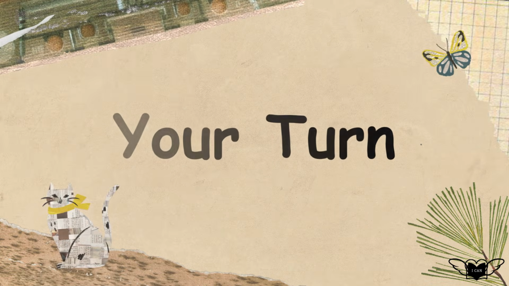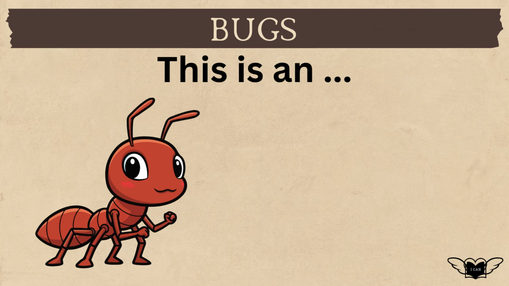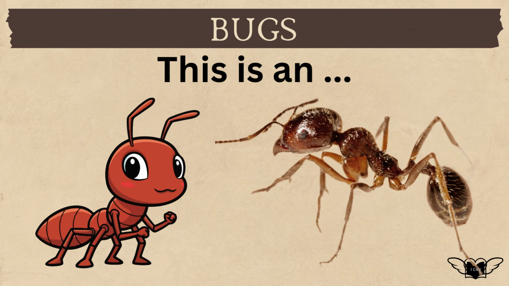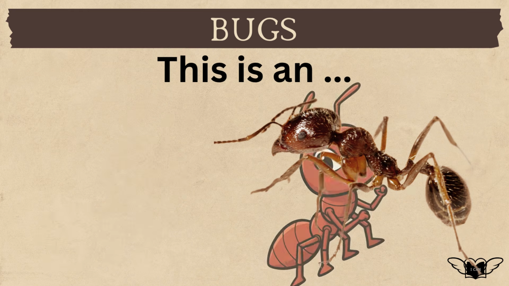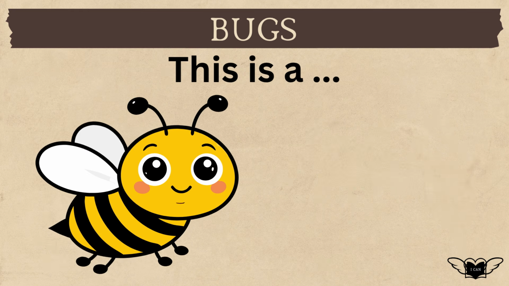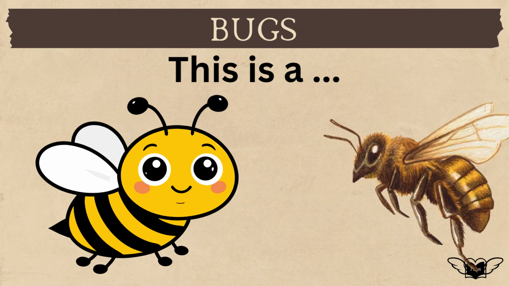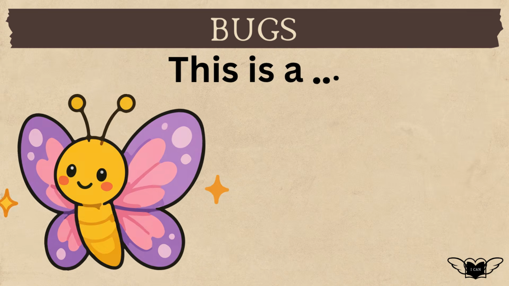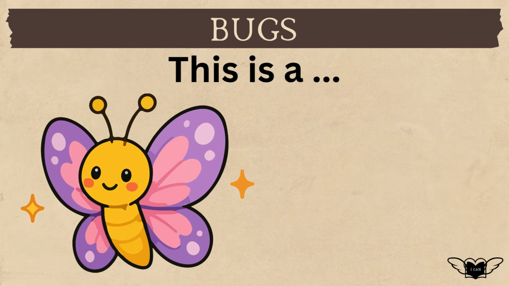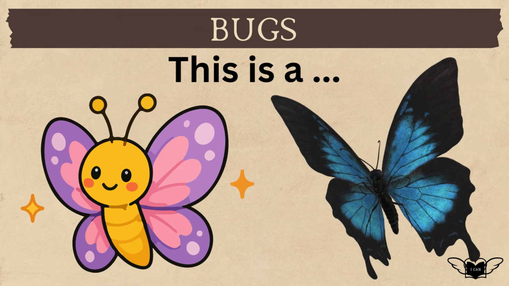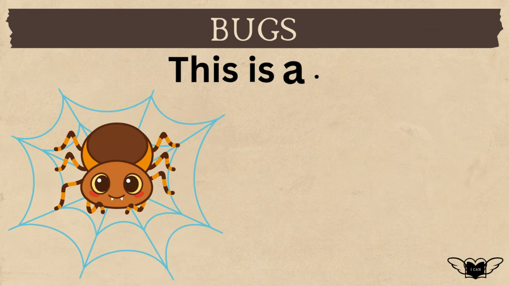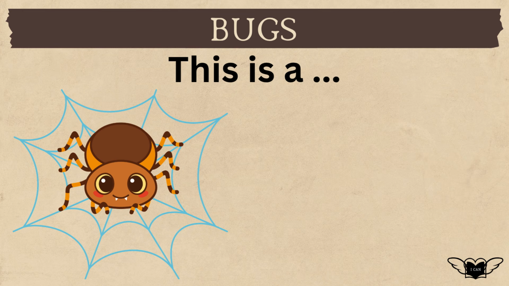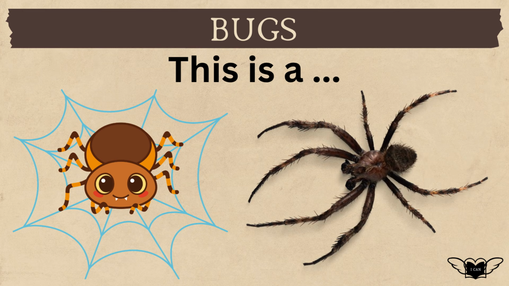Your turn. This is an ant. Ant. This is a bee. Bee. This is a butterfly. Butterfly. This is a spider. Spider.